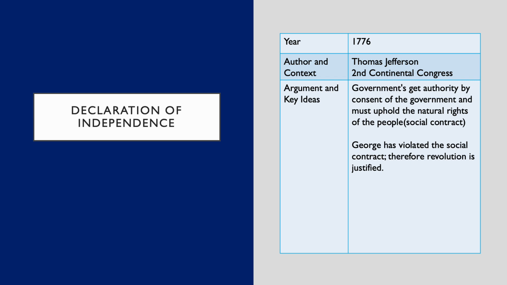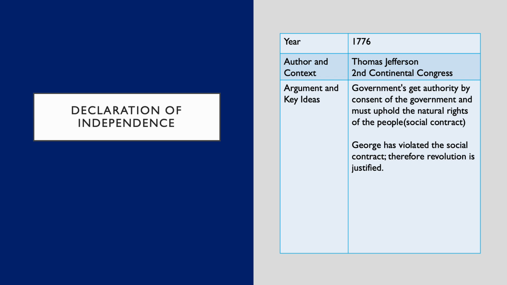So the 9 foundational documents, the first one is the Declaration of Independence, right? Again, you don't need to know the years, but it's helpful to know a little bit of context, right? This is the Second Continental Congress, 1776, American Revolution. A few of the key ideas are that governments get authority by the consent of the governed and must uphold the natural rights of the people, like the basic John Locke social contract model, right?